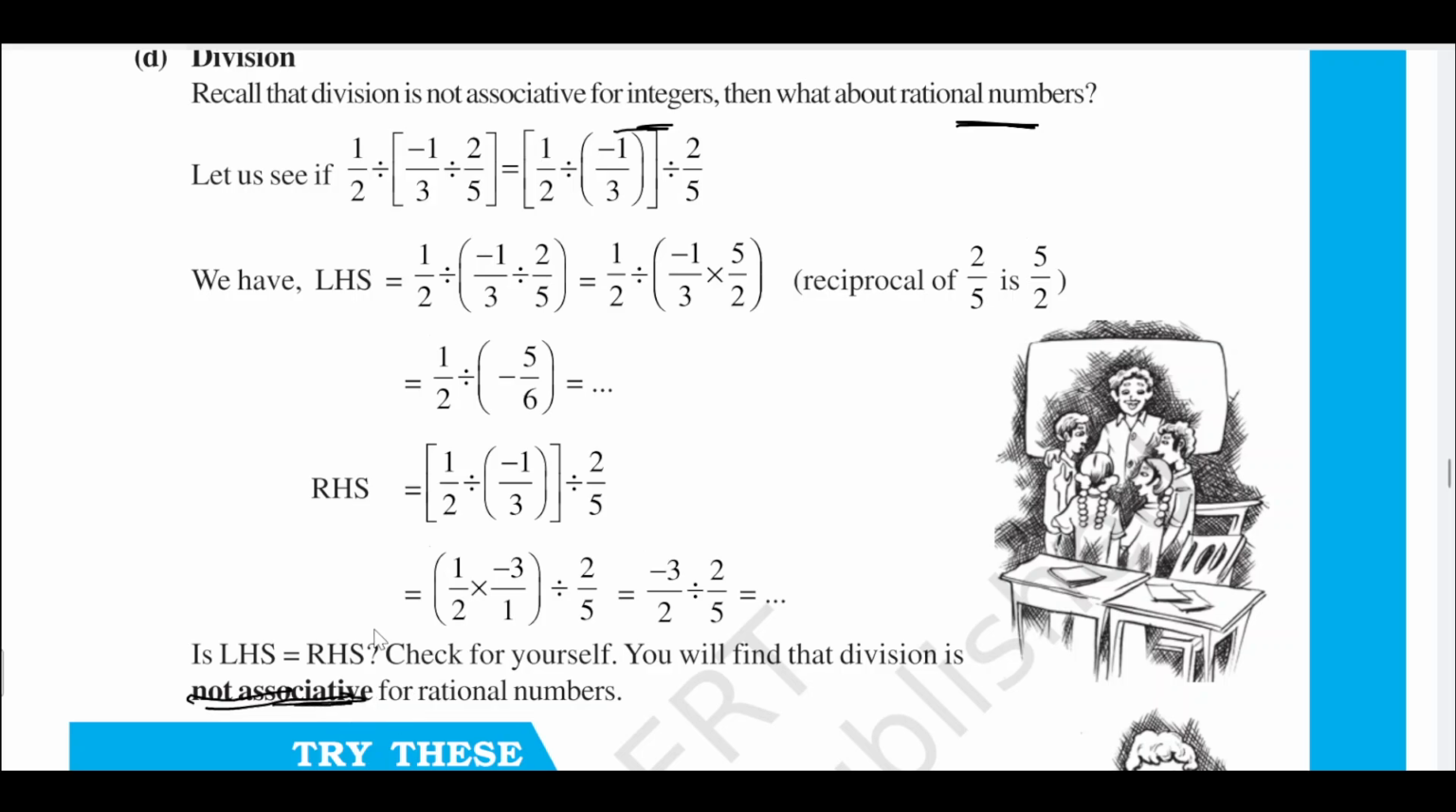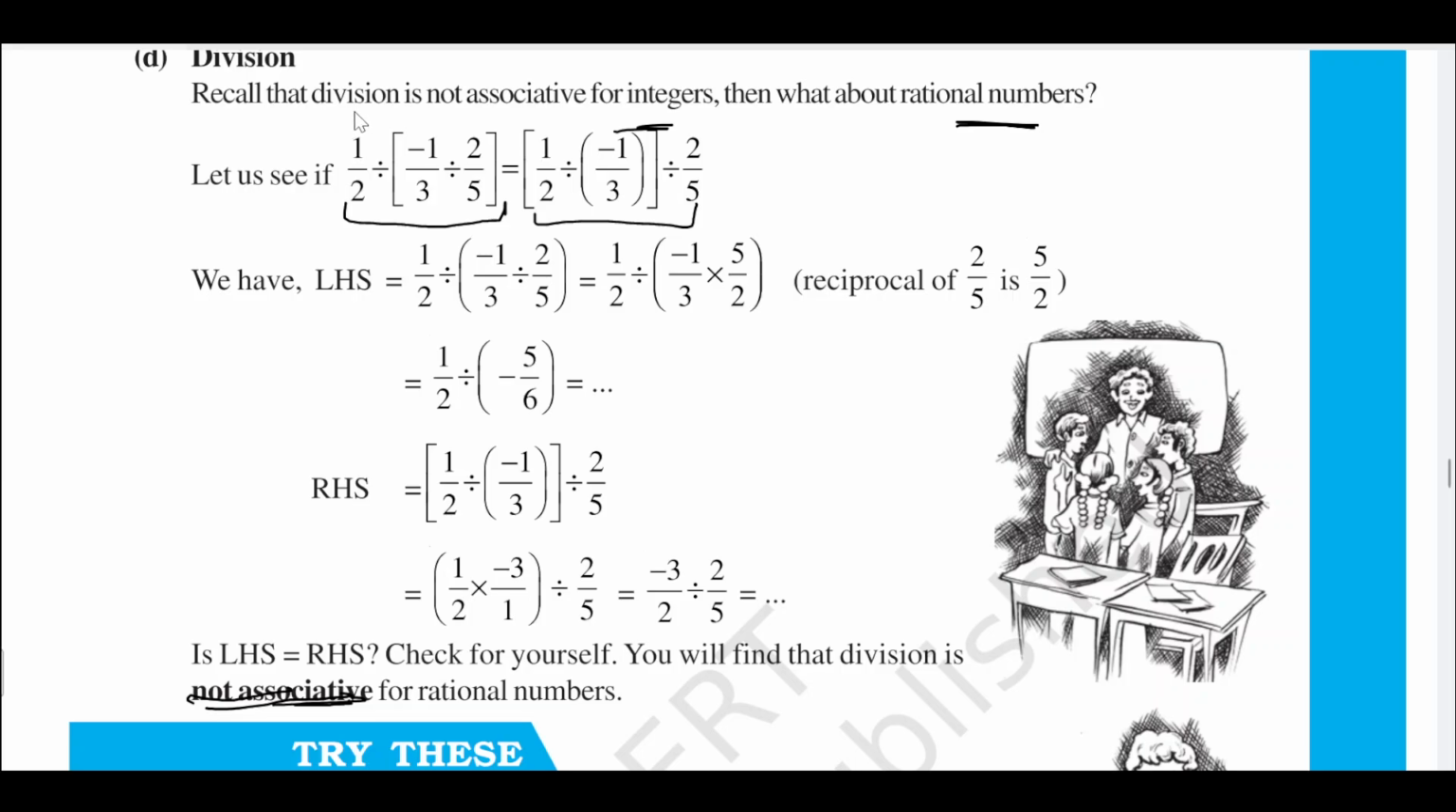What we can infer is that for addition and multiplication mostly the groupings and places do not matter, but for division and subtraction, the places or associations matter. Okay. Now we will just verify it by one example. So this one is the LHS side and this one is the RHS side.